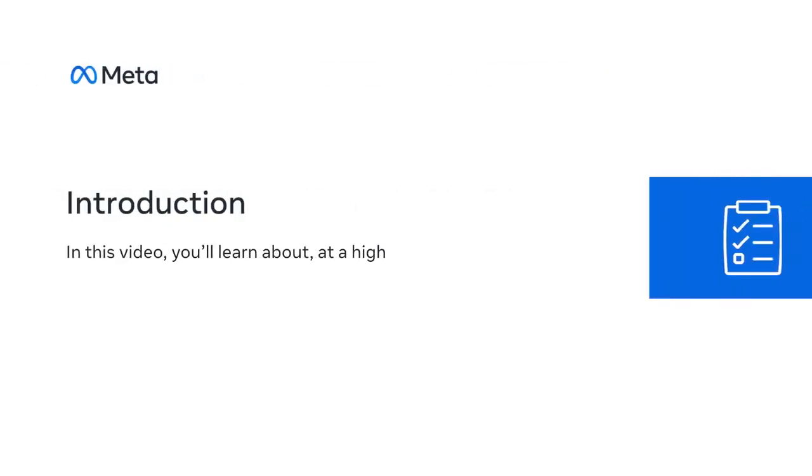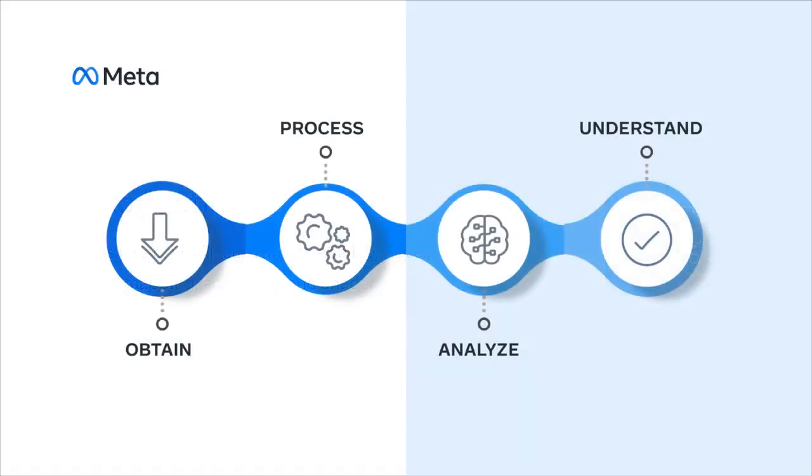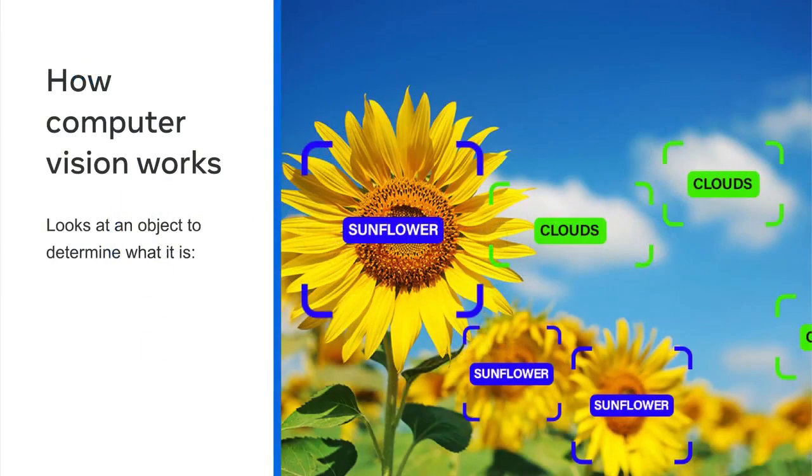In this video, you'll learn about, at a high level, spatial mapping, anchoring, and shaders. Computer vision for augmented reality, or AR, enables computers to obtain, process, analyze, and understand digital videos, images, and attributes. As you learned, by looking at an object and its appearance, location, and settings, a computer vision algorithm helps identify what the object is and gives additional context and meaning to end users.